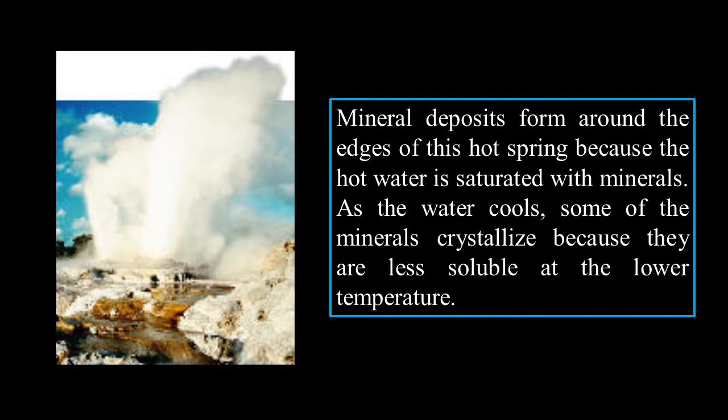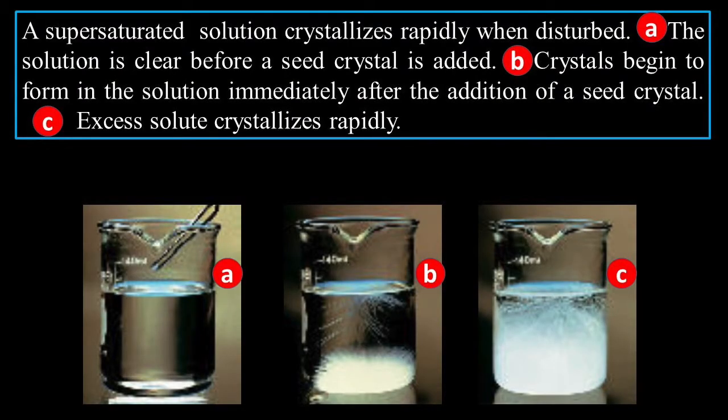Mineral deposits form around the edges of this hot spring because the hot water is saturated with minerals. As the water cools, some of the minerals crystallize because they are less soluble at the lower temperatures. Note that potassium nitrate is extremely soluble in water at high temperatures and extremely insoluble relative to others at low temperatures. So how much of that crystalline material is potassium nitrate?